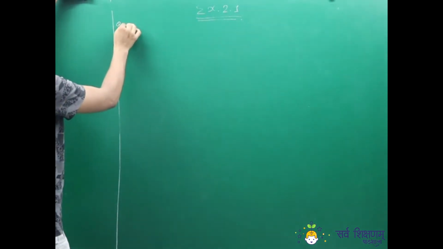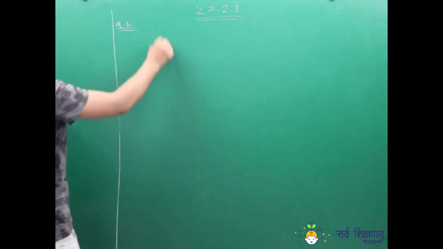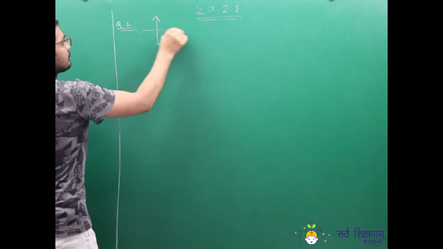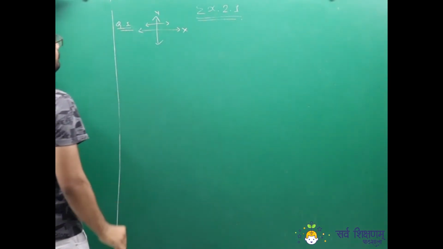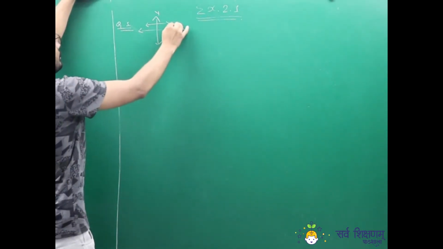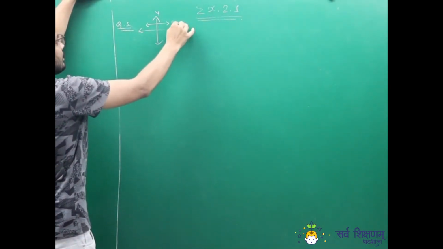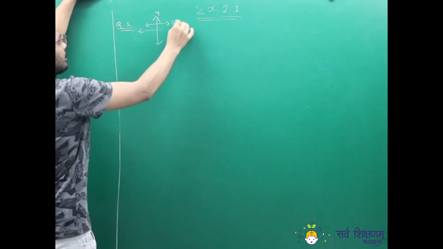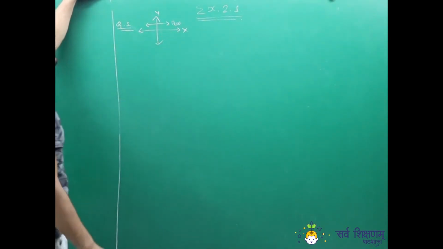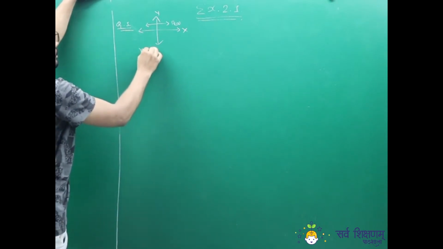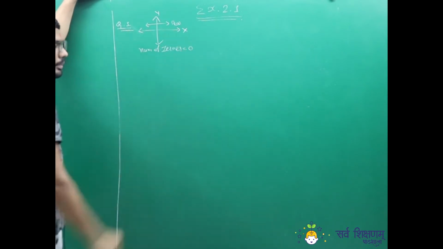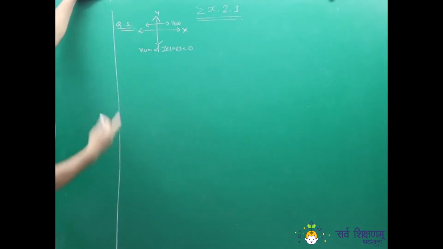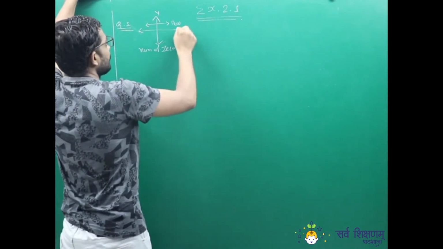Question number 1. Find the number of zeros from the given graphs. The first graph: there you see the graph of the polynomial of x. It doesn't touch the x-axis, therefore the number of zeros is equal to 0, because the graph does not touch the x-axis.